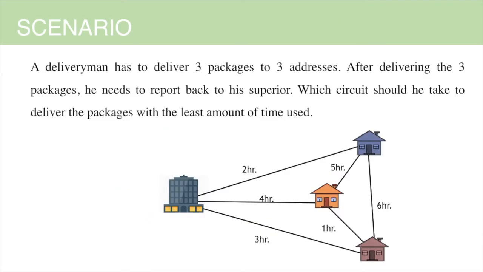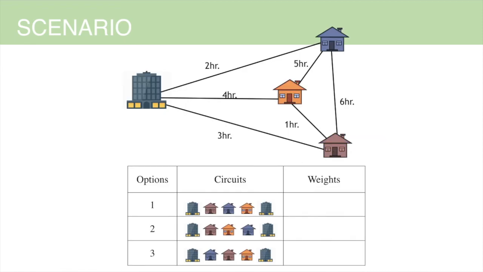Now let's apply a Hamiltonian path or circuit in this scenario. A delivery man has to deliver 3 packages to 3 addresses. After delivering the 3 packages, he needs to report back to his superior. Which circuit should he take to deliver the packages with the least amount of time used? Now we have to construct a table and put all of the options there. So here we have 3 options. And next we have to list down all of their weights.